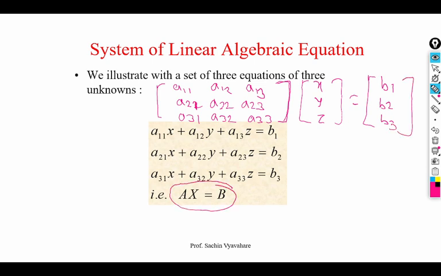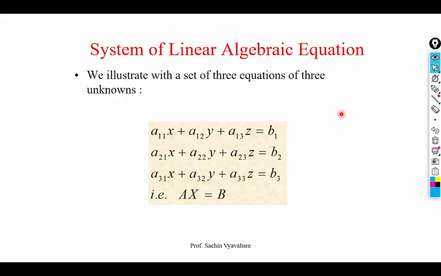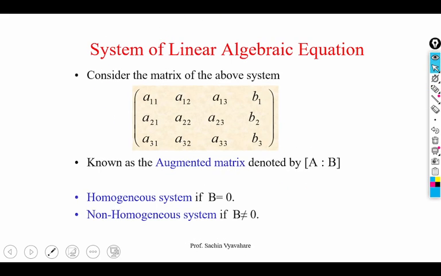You'll observe when you do the matrix multiplication, this row by this column, you'll get the first equation, like A11x plus A12y plus A13z equal to B1. So this is the way we convert a system of equations into matrix form, that is Ax equal to B. Remember, when the values of Bi are non-zero, it is a non-homogeneous system. But when the Bi's are zero, this is a homogeneous system. So this is another important thing that you should remember.